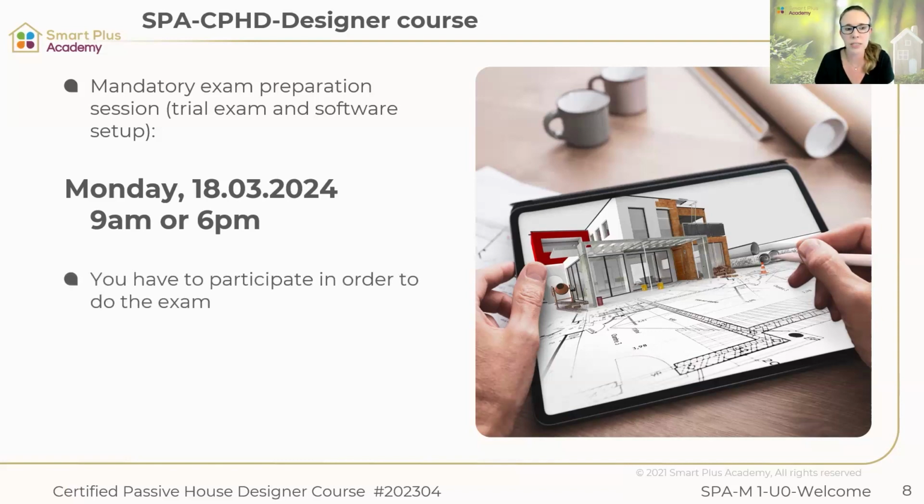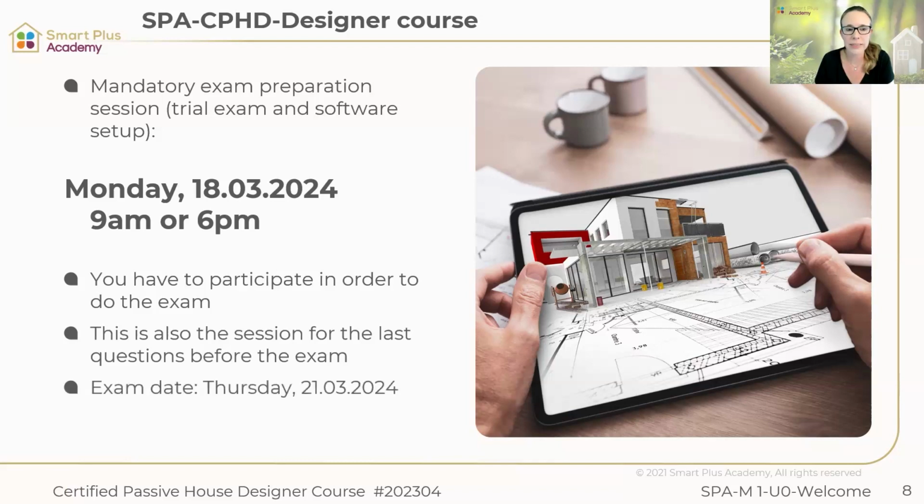We have 2 sessions, 9 a.m. or 6 p.m., which we will talk about a bit later, how you're signing up for the exam. And you have to participate in that in order to do the exam, because we need to get your machines ready for the exam. And you can also there ask your last questions before the exam. And the exam date is then on the Thursday in that week, the 21st of March. And that will be when you sort of finish up with your whole course, and you could be a certified Passivhaus designer after that exam then.